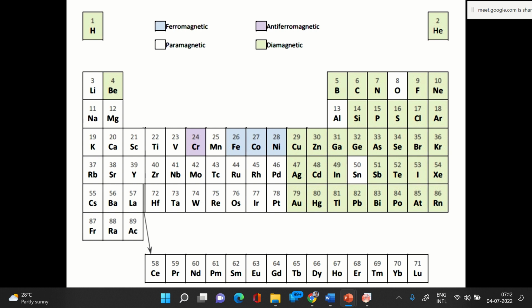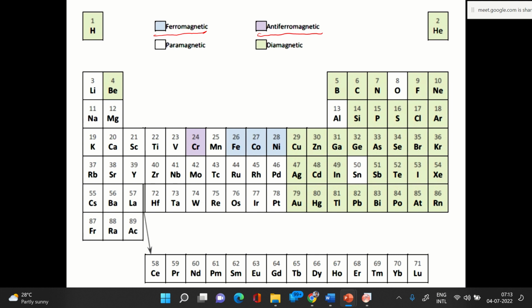If you look at the periodic table, you see the color coding has been done. Ferromagnetic is of this color, sky blue. Antiferromagnetic is purple. So now with this color coding, you can look at the periodic table and try to find what kind of magnetism is observed in which kind of material.